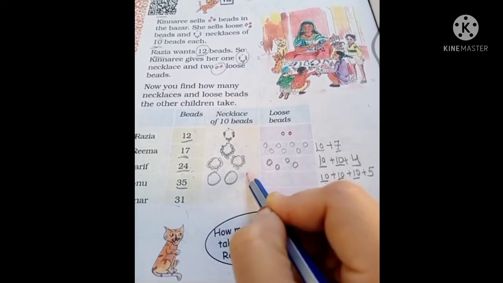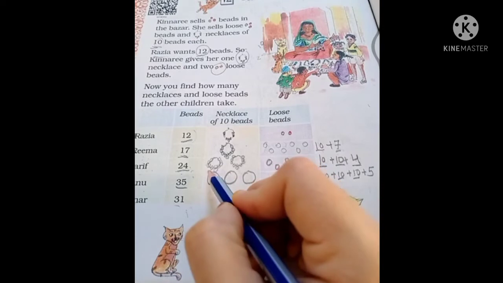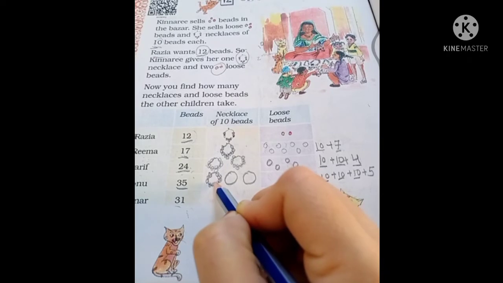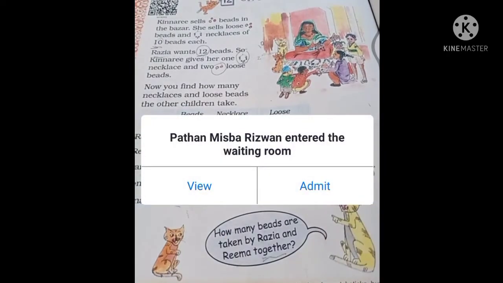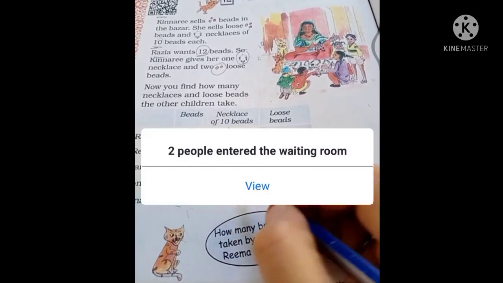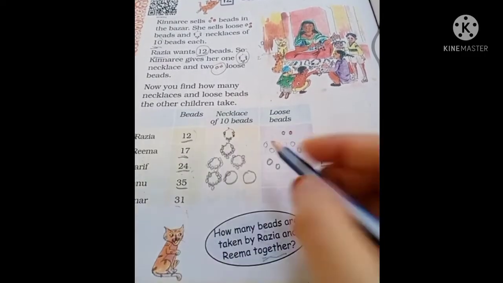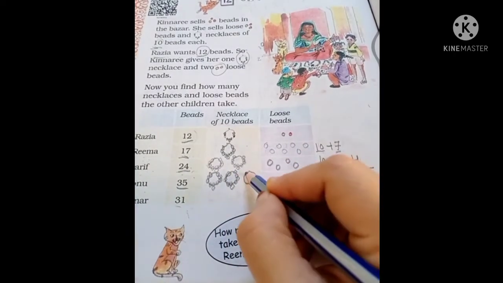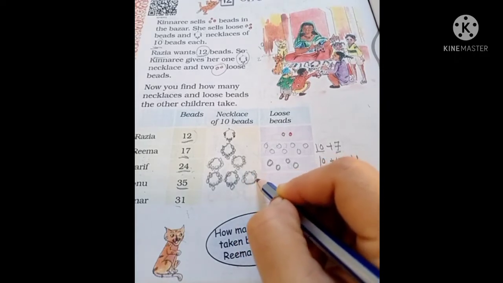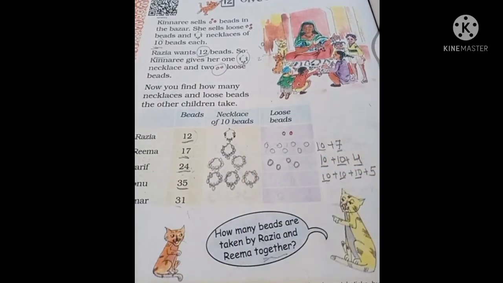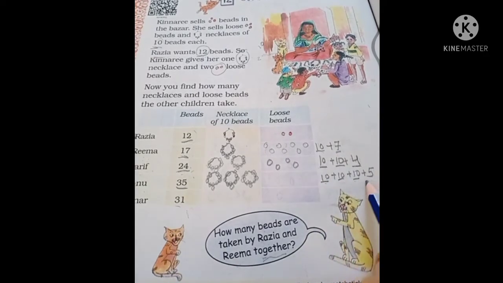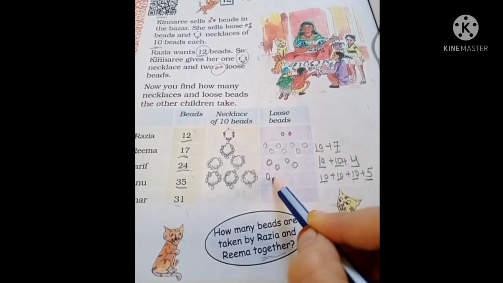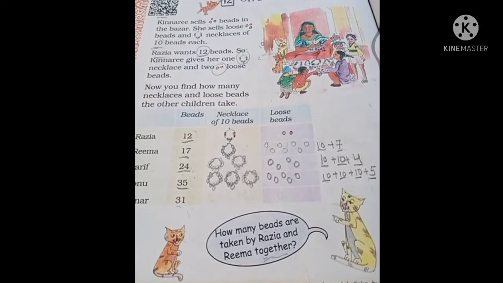So here we have to draw 1, 2 and 3 necklaces of 10 beads. So 1, 2, 3, 4, 5, 6, 7, 8, 9 and the 10. So here also 1, 2, 3, 4, 5, 6, 7, 8, 9 and the 10. 1, 2, 3, 4, 5, 6, 7, 8, 9 and the 10. So 3 necklaces of 10 and still we are having 5 beads. So those 5 we have to draw as loose beads. So 1, 2, 3, 4 and the 5.